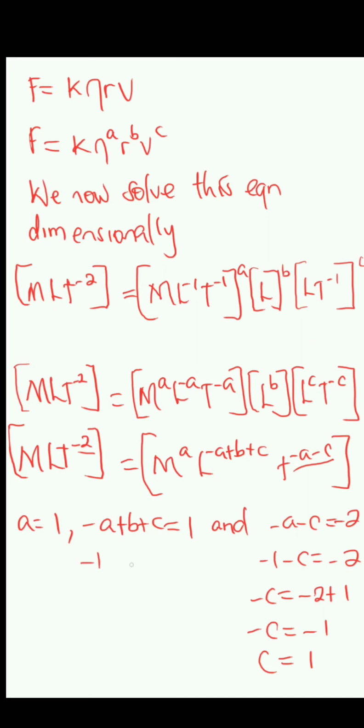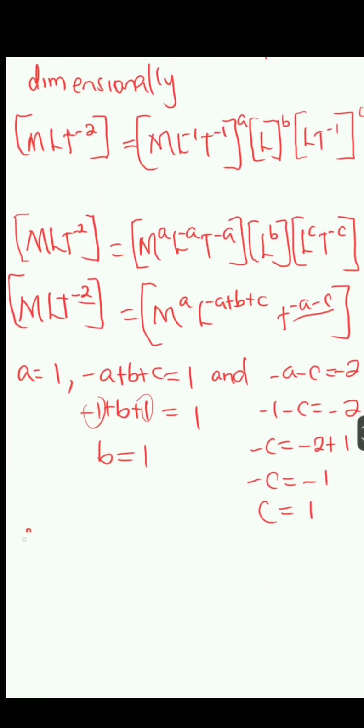Then we're going to substitute C and A in the second equation. So it will be negative 1 plus B, then plus 1. This is simply equal to 1. Now when we add negative 1 and 1, we get 0, so that our B is simply equal to 1. So we have A, B, and C all equal to 1. So the values for A, B, and C are all 1.